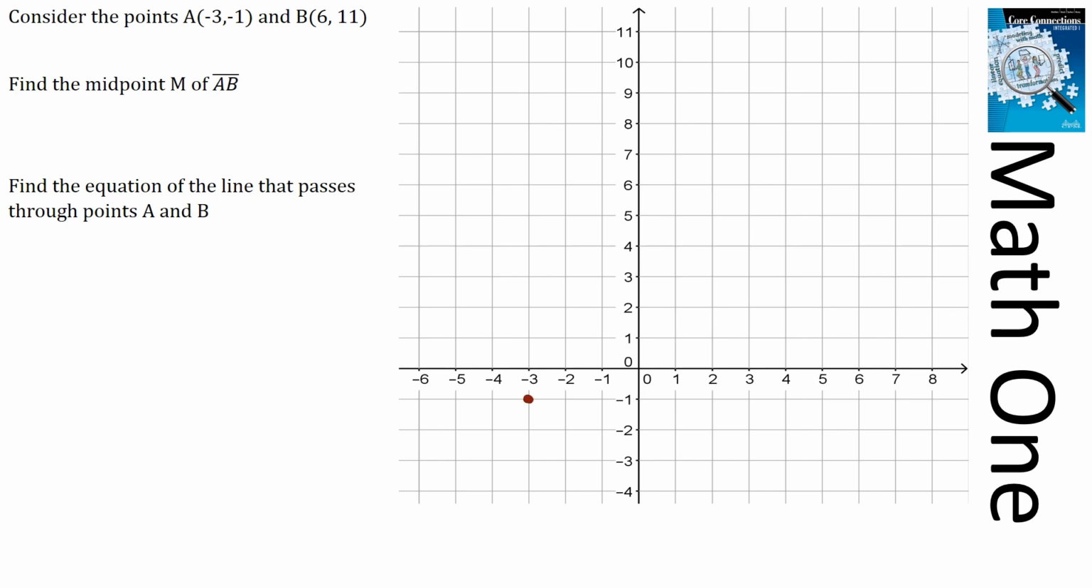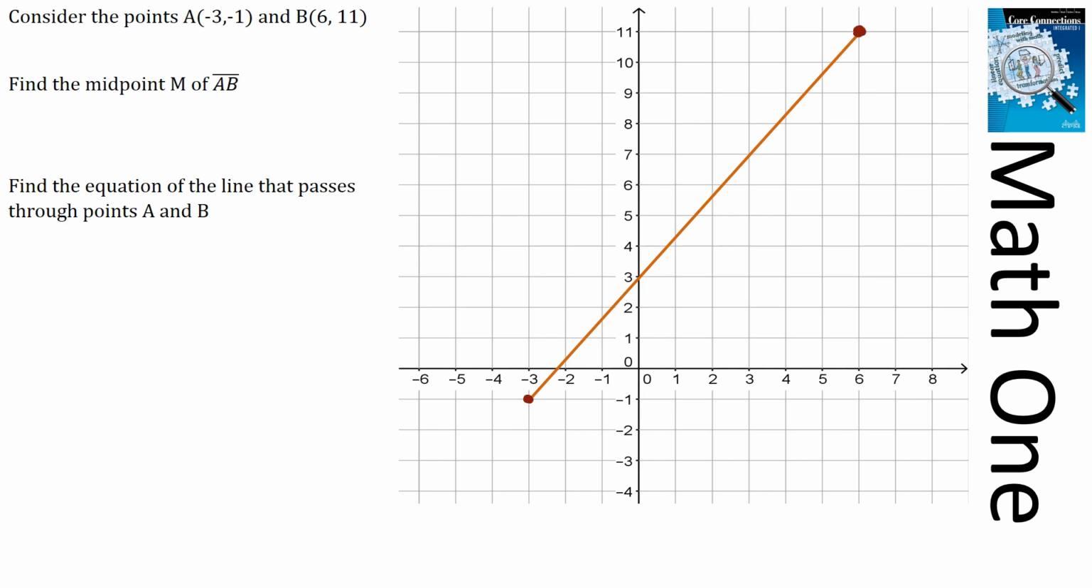Obviously, it's something that I think all of us can do is plot those points. X is -3, Y is -1. Also the point X is 6, Y is 11. And to facilitate the conversation, I'm going to draw the line that connects those two. So I'm looking at this line segment here, AB.